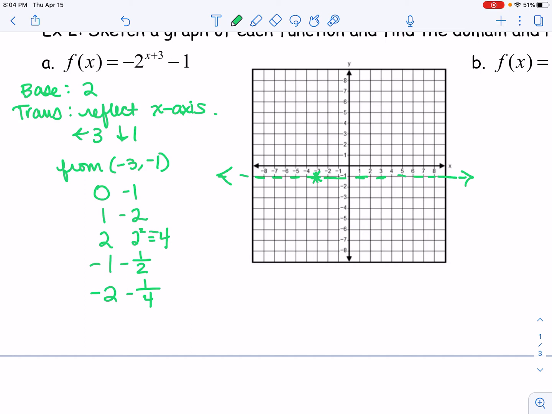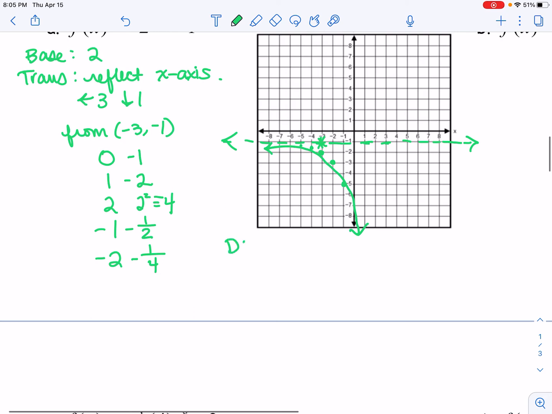So from that asterisk, I want to go 0, -1. I want to go 1, -2. I want to go 2, -4. I also can go -1, -1/2, and if I wanted to, -2, -1/4, which is going to be very hard to graph. But now we get an idea that our exponential function looks something like this.